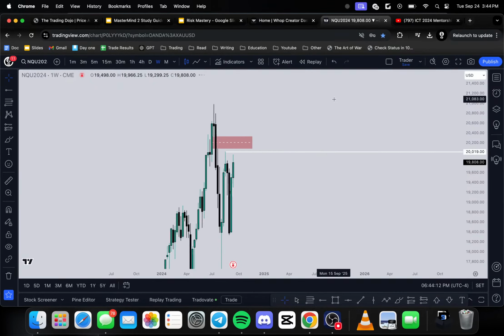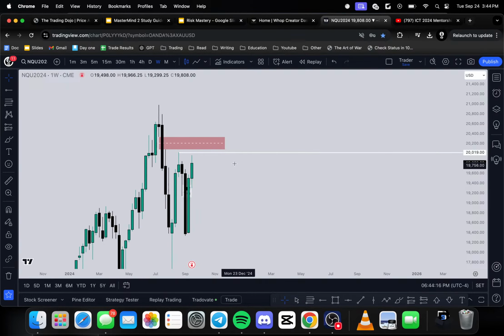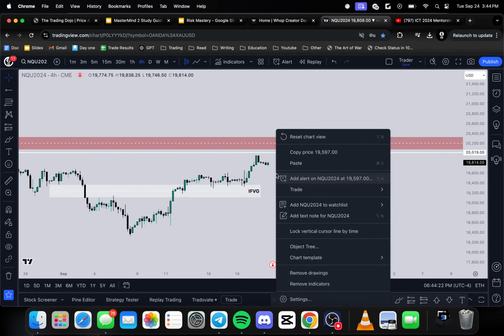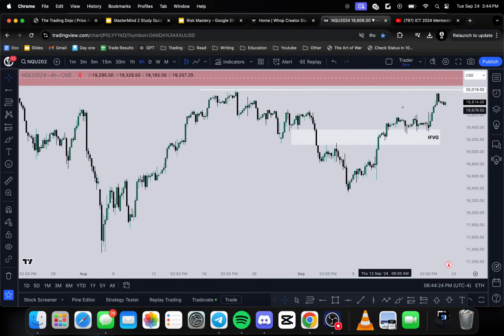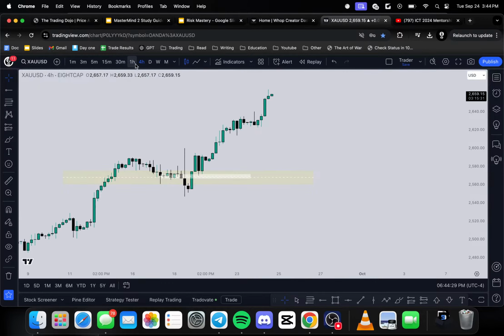We have just this weekly FVG that we're revolving around, drawing to. We have liquidity on the buy side, and most pairs are currently running for buy side if they're based off the US dollar. Especially gold, right? We're at all-time highs. We are constantly pushing those all-time highs.